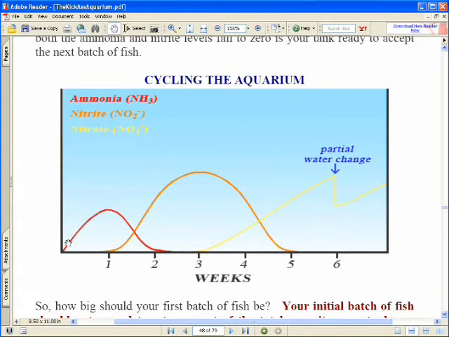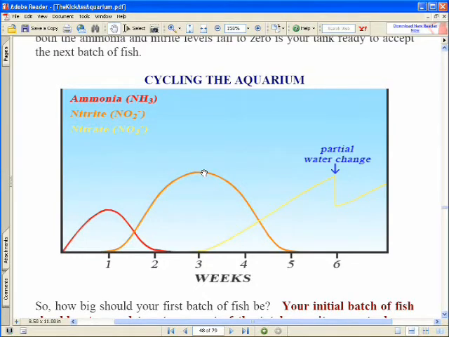Nevertheless, once the ammonia becomes available, the first group of bacteria, the Nitrosomonas, is going to go ahead and start taking the ammonia and converting it to nitrite. So what's going to happen is the ammonia level will go ahead and decrease, just as the nitrite level is going to gradually increase.